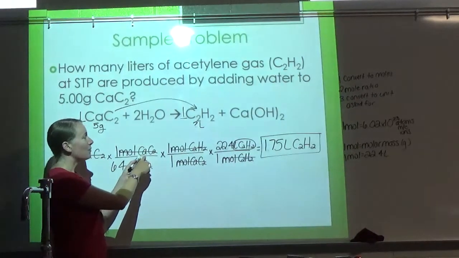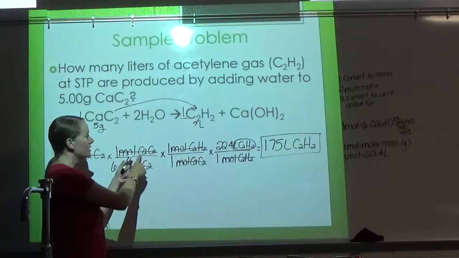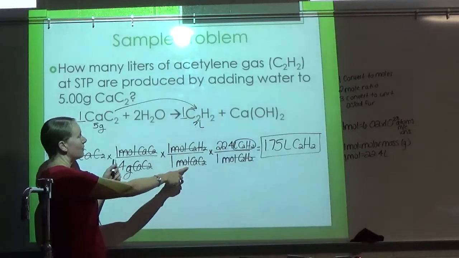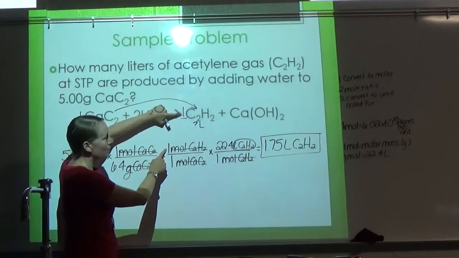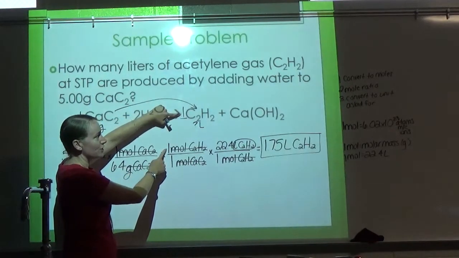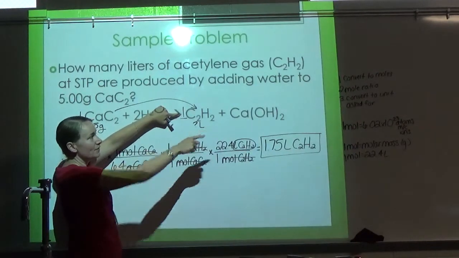Then I had moles of CaC2, so I moved over to step 2, mole ratio. So I put moles of CaC2 on bottom, so it would cancel. How many? Well, I put 1 because of the coefficient, and that equaled 1 mole of my acetylene, my C2H2, which I also pulled from the coefficient. And then the last step is convert to the unit asked for.